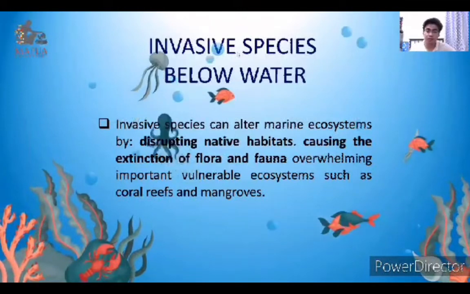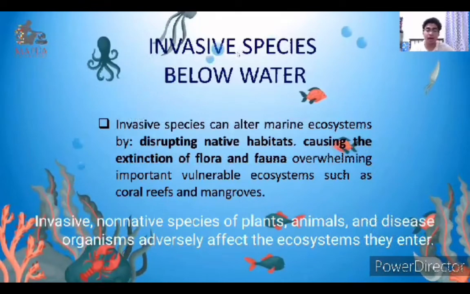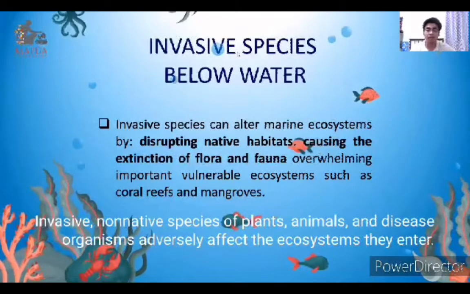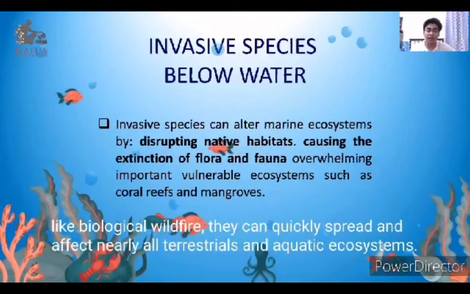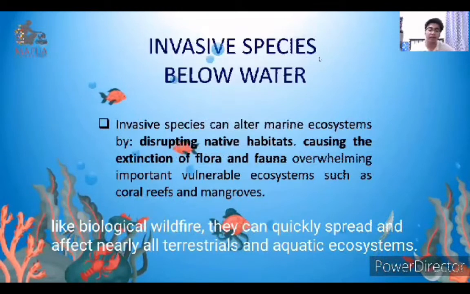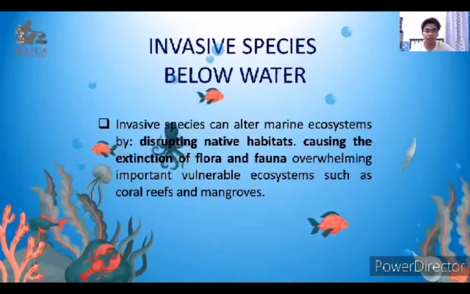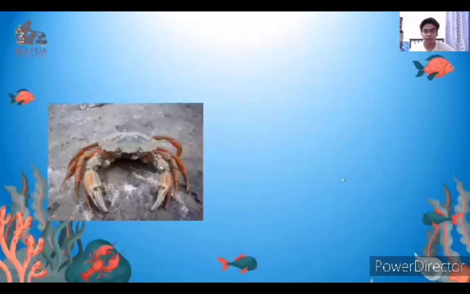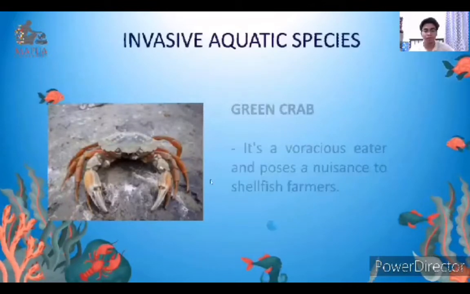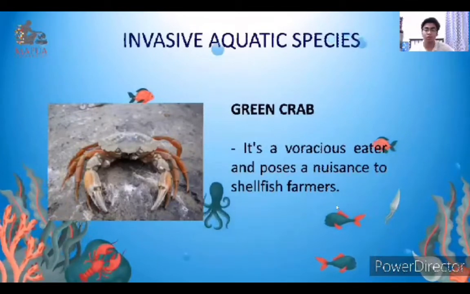Next is the invasive species below water. So invasive, non-native species of plants, animals, and disease organisms adversely affect the ecosystems they enter. Like biological wildfires, they can quickly spread and affect nearly all terrestrial and aquatic ecosystems. Moving on to the invasive aquatic species. First one we have is the green crab. It's a voracious eater and poses a nuisance to shellfish farmers.